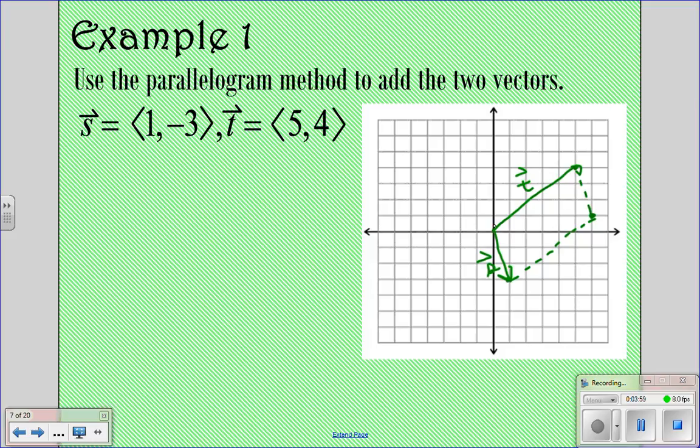Now the sum, the result of the 2 vectors, is the diagonal from the origin. And so the diagonal is going to come over to this vertex here. I'm going to do it in a different color so you can see it. That blue line is vector S plus vector T. And so we went over 1, 2, 3, 4, 5, 6, and up 1. So our result is 6, 1. So that's how you would do the parallelogram method.